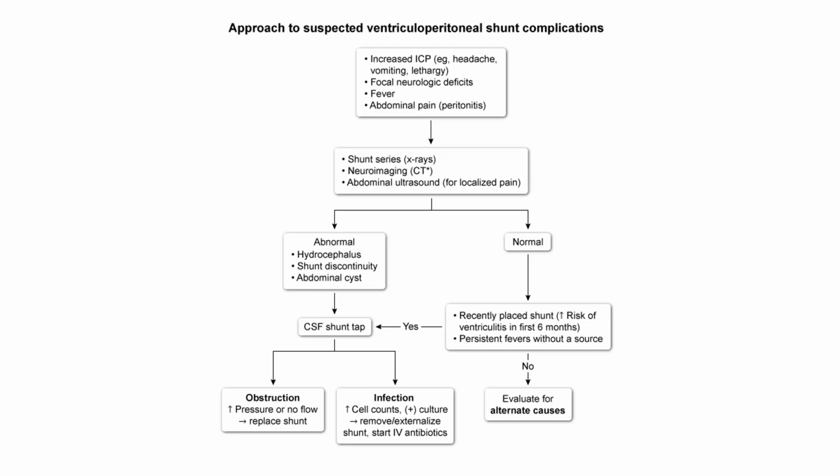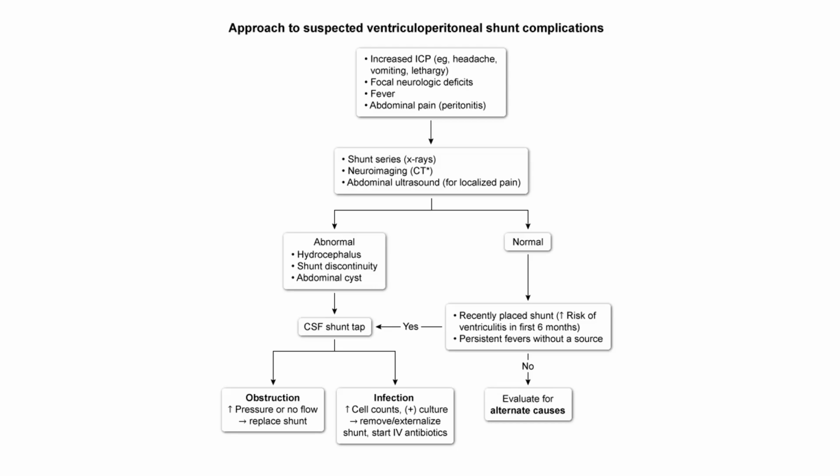Then what should we do? We should do shunt series. That means we should do X-ray, and for neuroimaging we can do CT scan. If there is abdominal pain, localized abdominal pain, then we should do abdominal ultrasound. So if there is raised ICP or any focal neurological deficit, we do CT, and if there is pain in the abdomen, then we should do abdominal ultrasound.